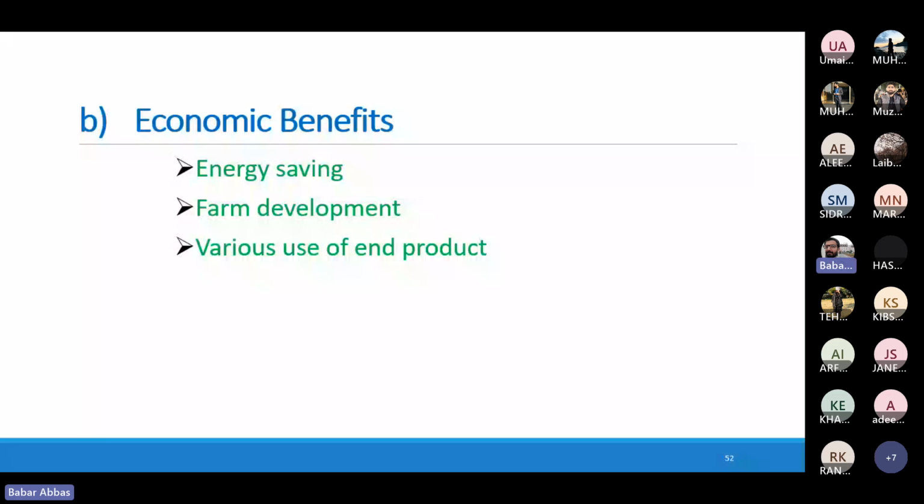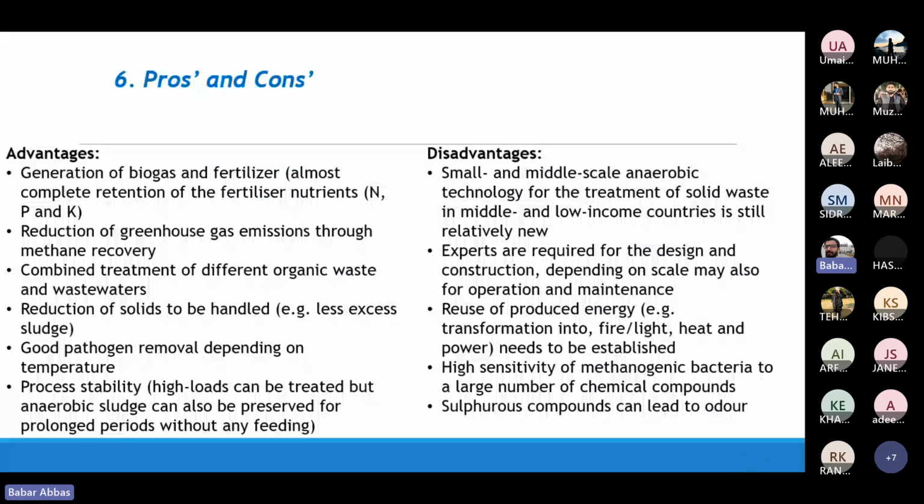Good pathogen removal depending on temperature, process stability, and disadvantages include small to medium scale anaerobic technology for the treatment of solid waste in middle and low income countries is still relatively new.